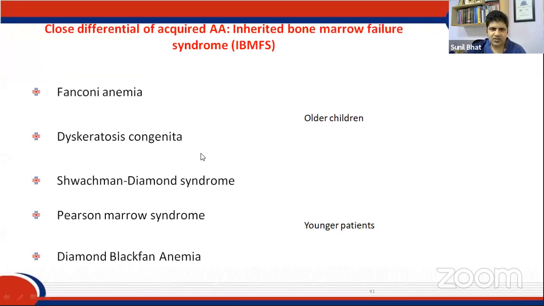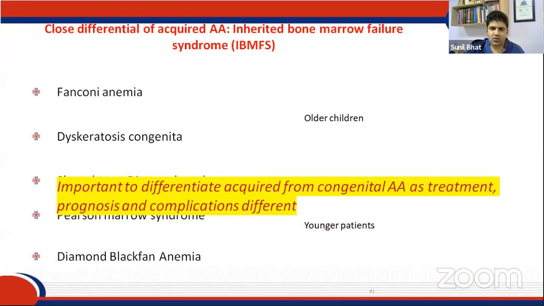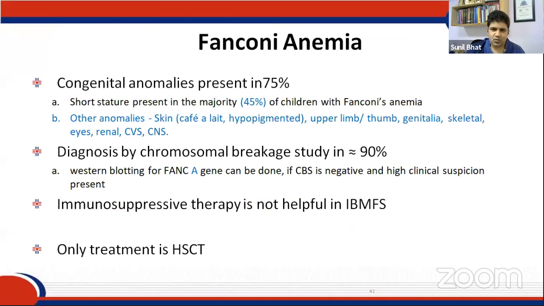Now, in an aplastic anemia patient, we always need to remember that there are other syndromes which are inherited bone marrow syndromes, like Fanconi, dyskeratosis, Shwachman-Diamond. These are the ones where aplastic anemia is there, but because of an inherited or genetic cause. It's very important to differentiate these from acquired or idiopathic aplastic anemias because the treatment and prognosis are completely different. Fanconi anemia, for example, is the most common inherited bone marrow failure syndrome, and 75% of them will have some congenital anomalies, like I mentioned earlier, whether radial anomalies, thumb anomalies, or skin anomalies.